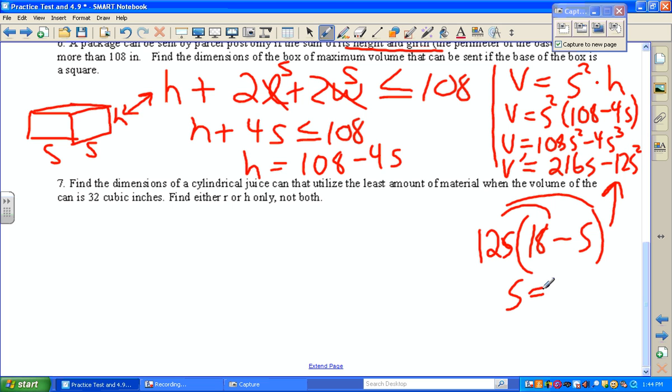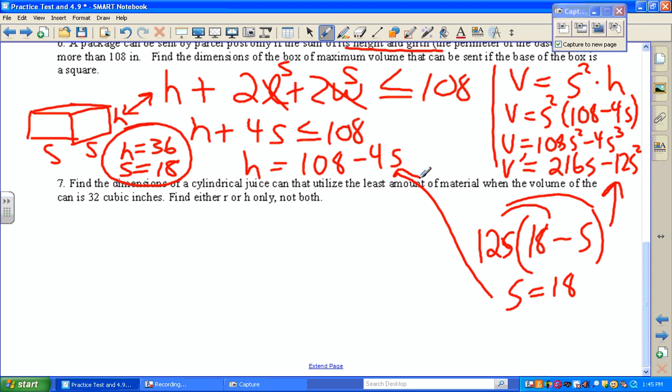So S equals 18. It says find the dimensions. So 18 is the side. I got 18 and 0. 4 times 18 is 72. 108 minus 72 is... You got a calculator, right? Okay. So H equals 36. S equals 18. Wait, what did we do? We plugged 18 back into that. Right.